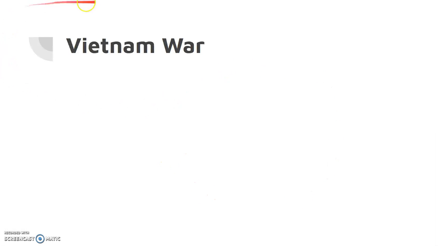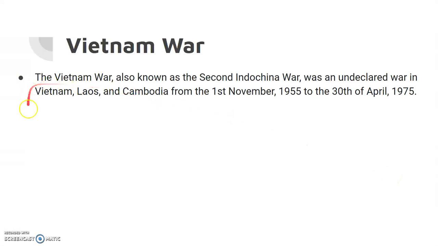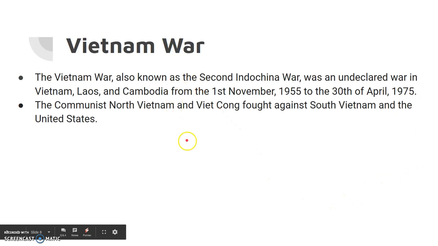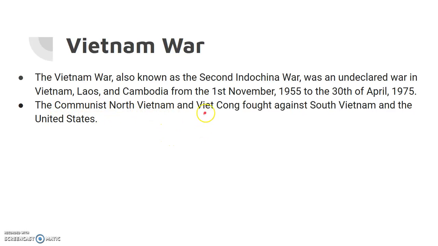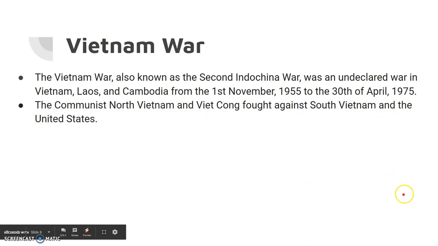Another event that spawned from this within the Cold War period was the Vietnam War. Known as the Second Indochina War, it's essentially an undeclared war in Vietnam, Laos, Cambodia, from November 1st, 1955 to the 30th of April, 1975. Essentially, it was fought between the Communist North Vietnam and Viet Cong against South Vietnam and the United States. Essentially, the North were communists and the South were not communists.